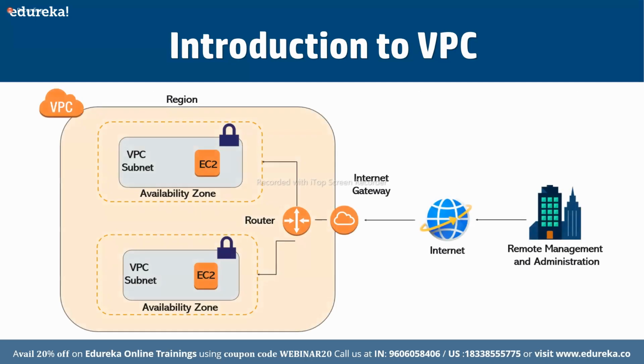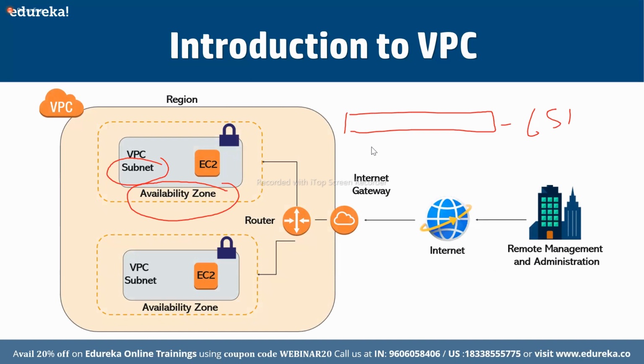Now, this is a typical diagram which tells you about VPC. When we create a VPC, automatically a few things will get created. Like there is something called an availability zone, and based on that, there will be subnets. Now, a subnet is a subnetwork. If you see the VPC, a VPC will have a bigger range of IP addresses. Let me say it has some 65K IP addresses.